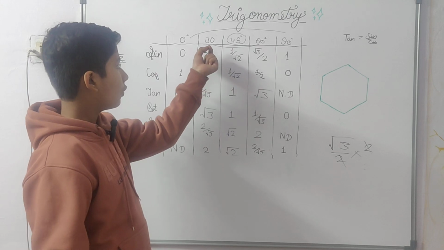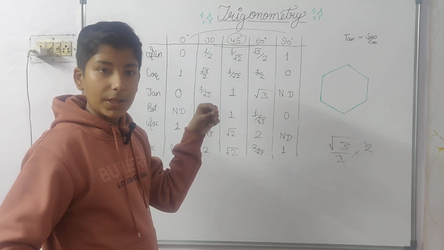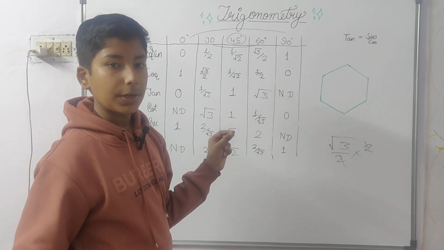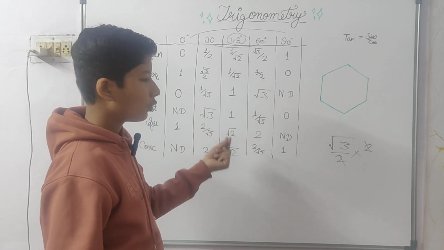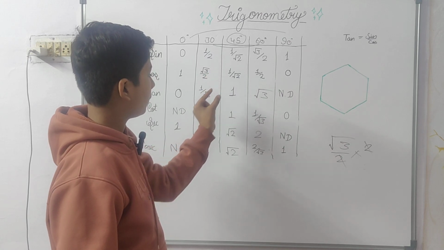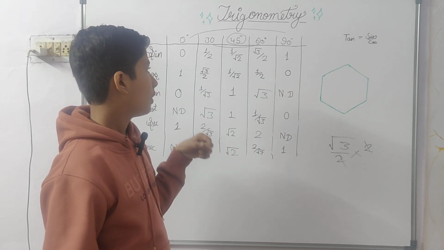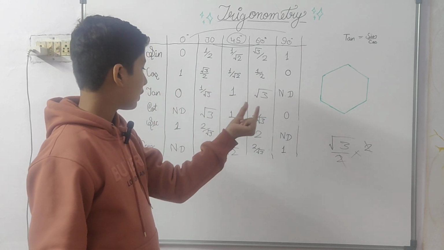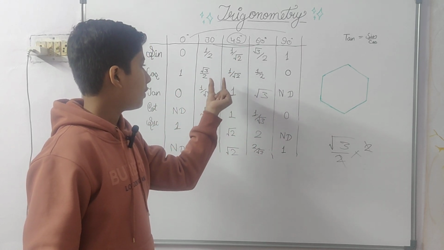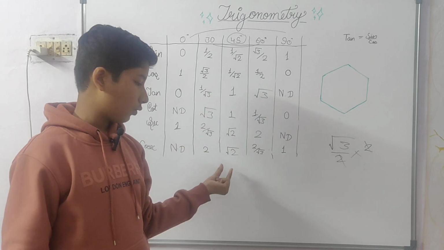Now 30, 60. No, firstly we will do 45, because 30 and 60 are confusing. 45: 1 by root 2, 1 by root 2, 1, 1, root 2, root 2. Now this together: 0 to 1, 1 to 0, 0 to ND, ND to 0, 1 to ND, ND to 1, 1 by root 2, 1 by root 2, 1, 1, root 2, root 2.